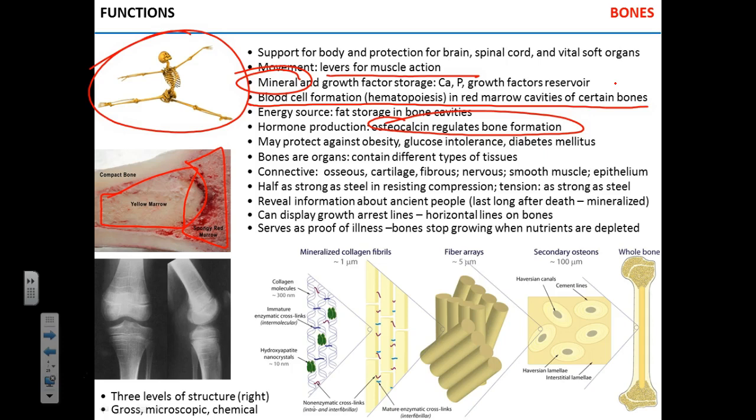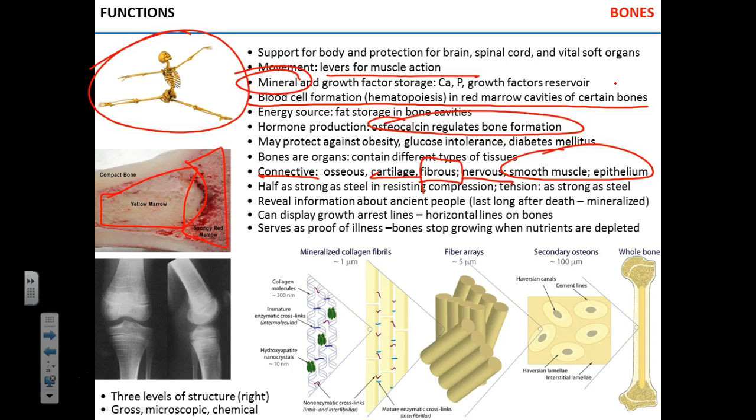Bones contain all types of tissues. Of course, they contain connective tissue. Does that make sense? Because bone is a type of connective tissue. It's not connective tissue proper, but still. They contain cartilage. They contain fibrous connective tissue. It's a part of the cartilage. They contain nervous tissue, of course. They are innervated. Smooth muscle and epithelium in the blood vessels. So all four types of tissues can be found in a given bone.